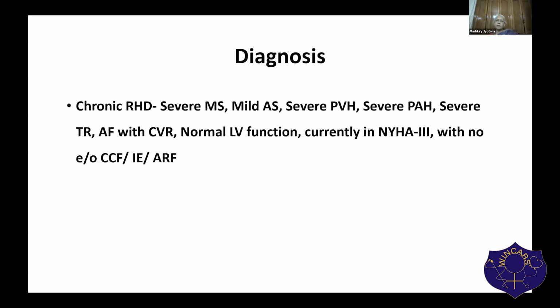Why did you say it is severe MS? Starting from history, there is a predominant PND. Then in general examination, there is low volume pulse. The apical impulse is at normal position and is tapping. It is not sustained. Then there is a sign of severe PAH.